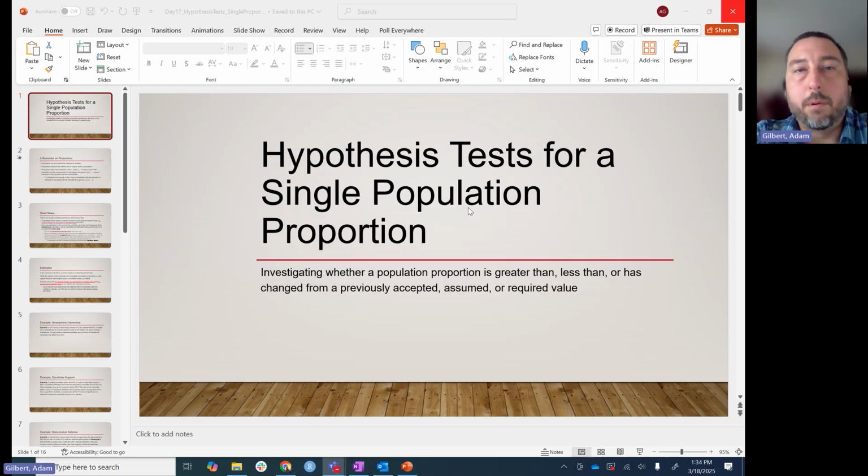So with proportions, we'll generally be able to use the normal distribution. If you remember from last time with means, we had to use the t-distributions. So we had to worry about degrees of freedom and those sorts of things.